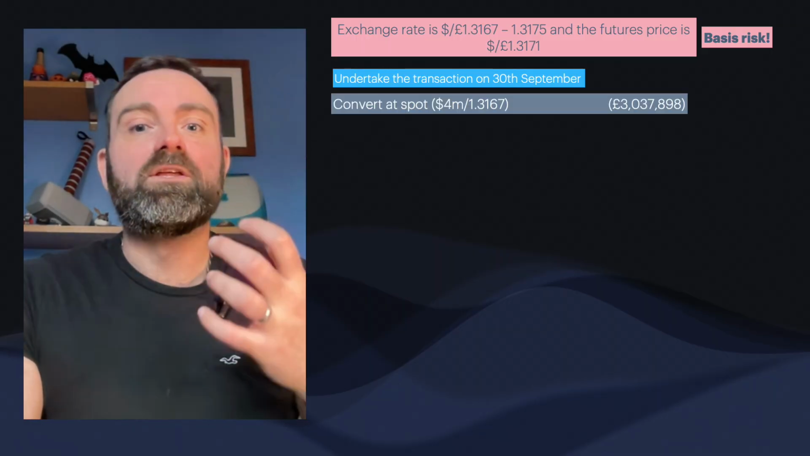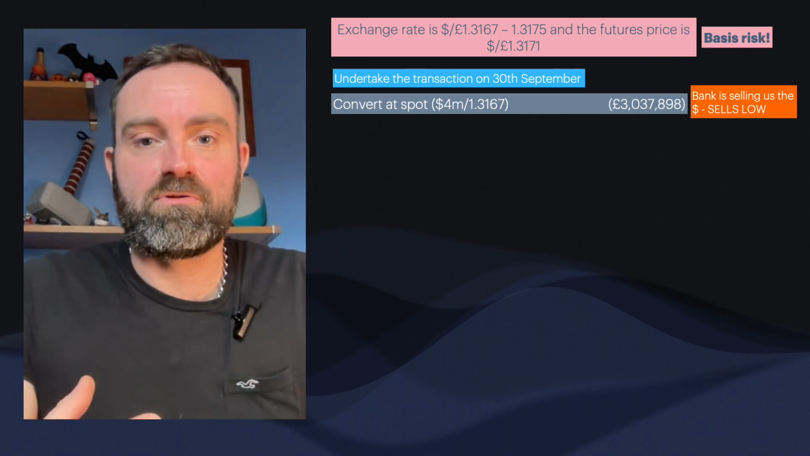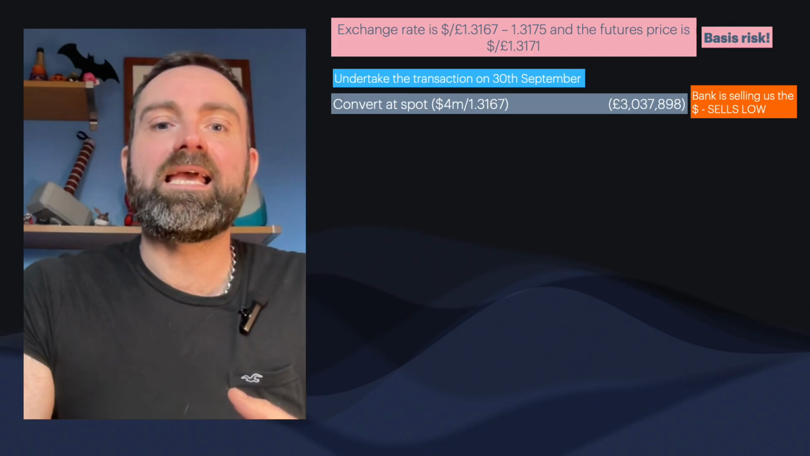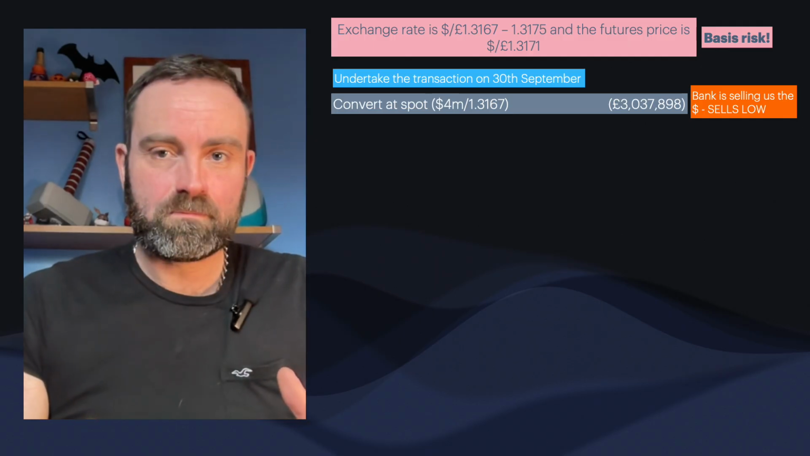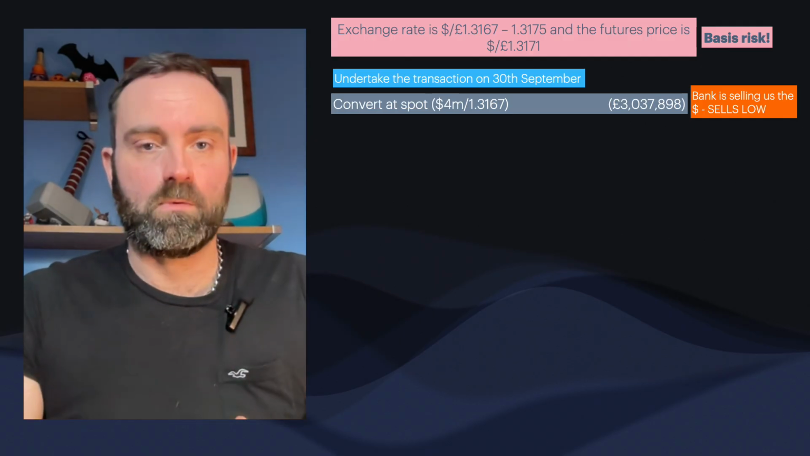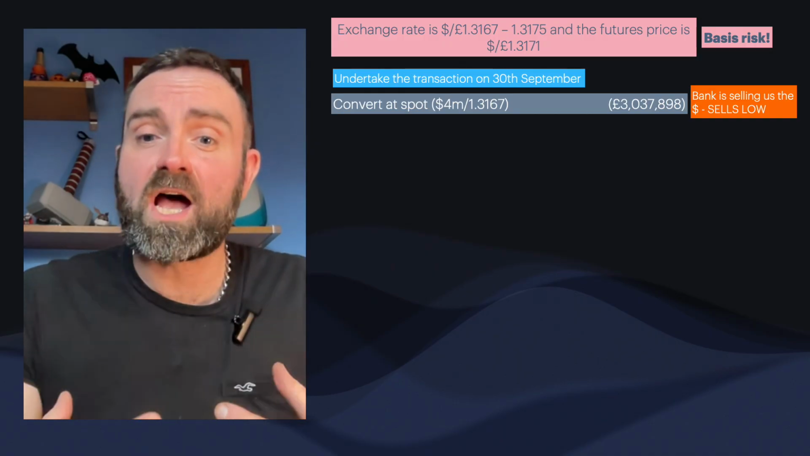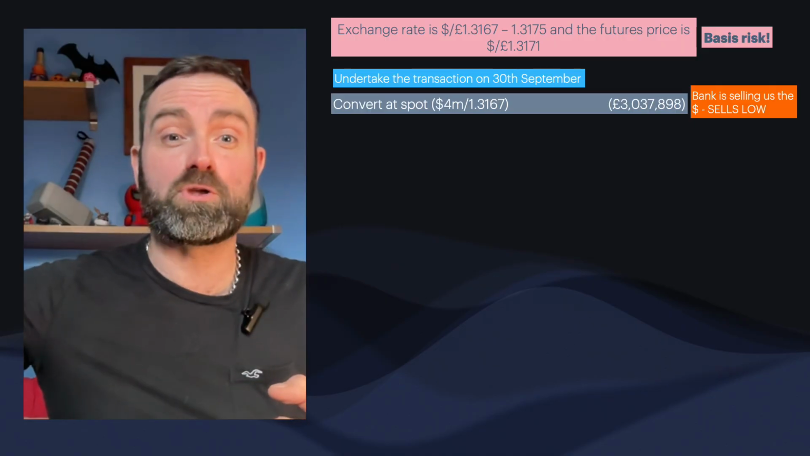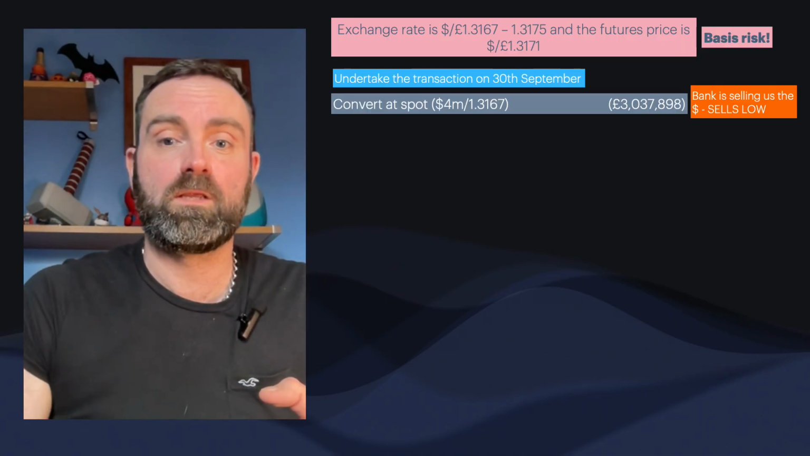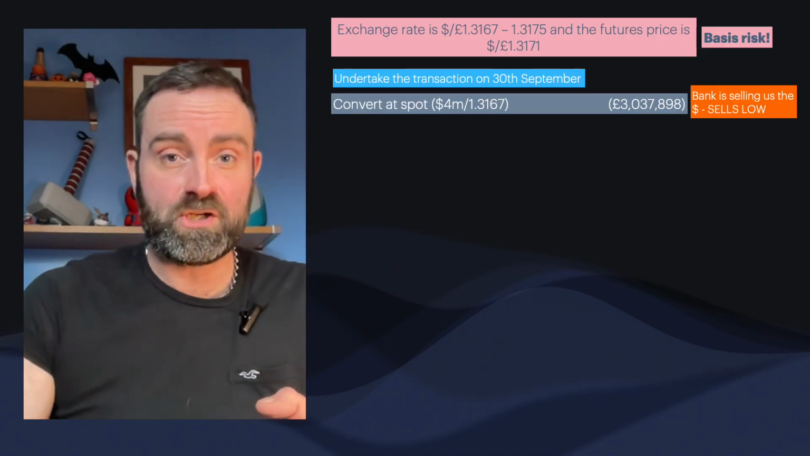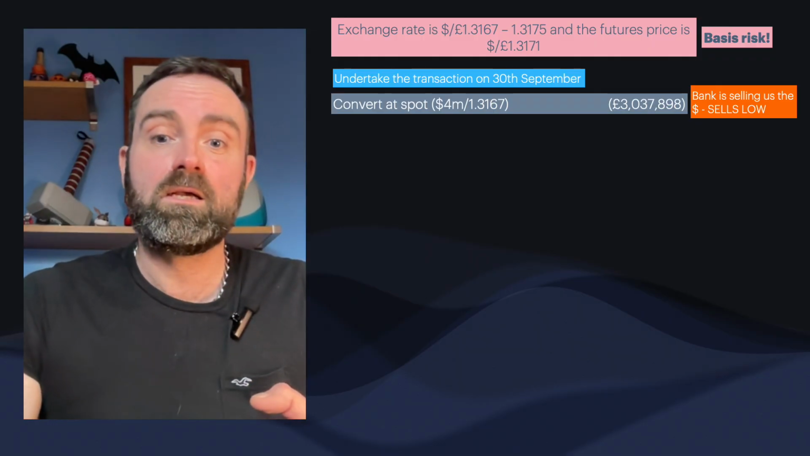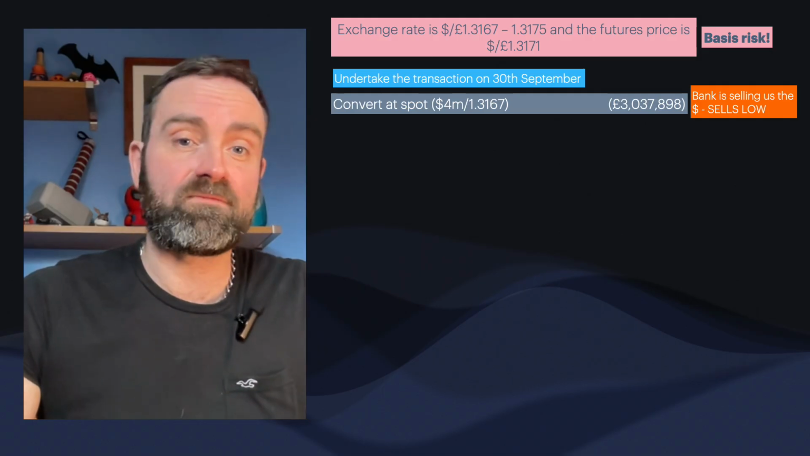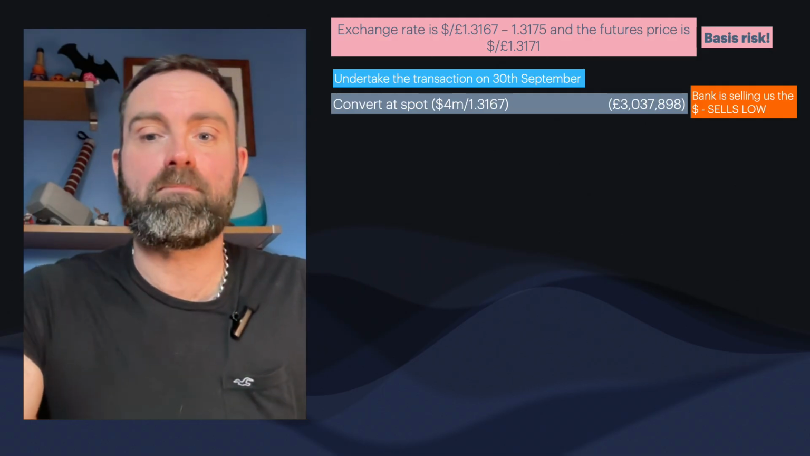Now remember that the bank buys the foreign currency high and it sells it low. It's selling us the dollars we need, so it sells low. Another way to think about this is it's going to divide by the lowest possible number, so it charges us as much as physically possible for those $4 million. So we're going to use the low exchange rate on the 30th of September, which gives us a sterling cost of £3,037,898.